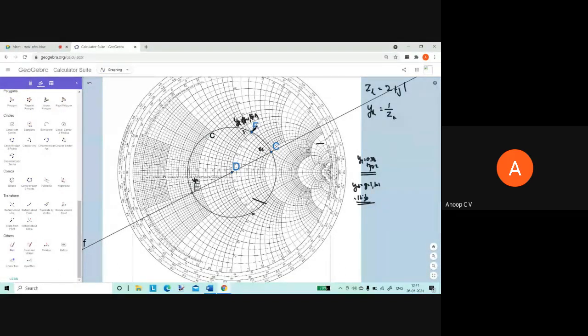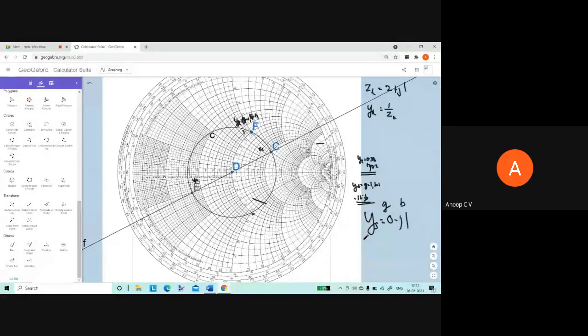yd is 1 minus j1, and ys is actually what? So I should write here, ys is equal to 0 minus j1, right? 0 minus j1. So which means g equal to 0 and b equal to minus 1.